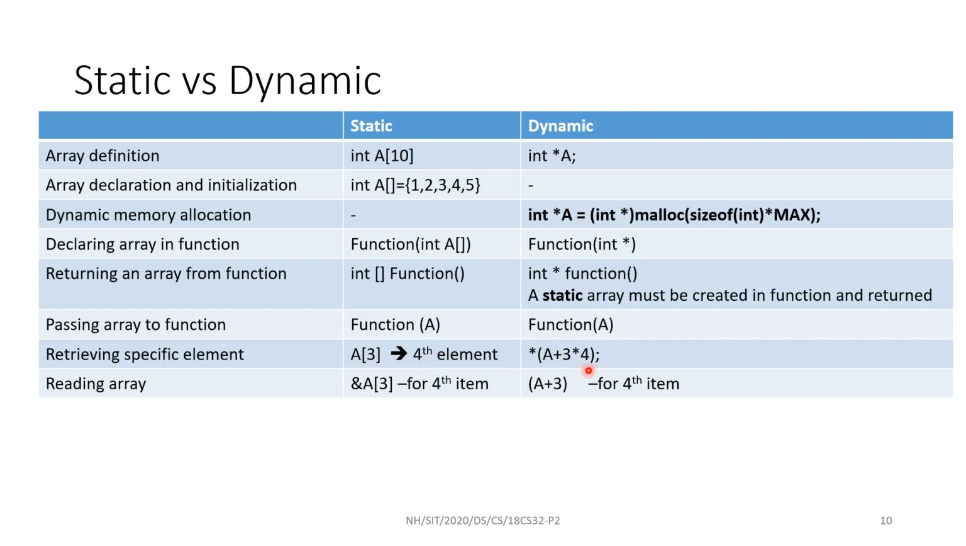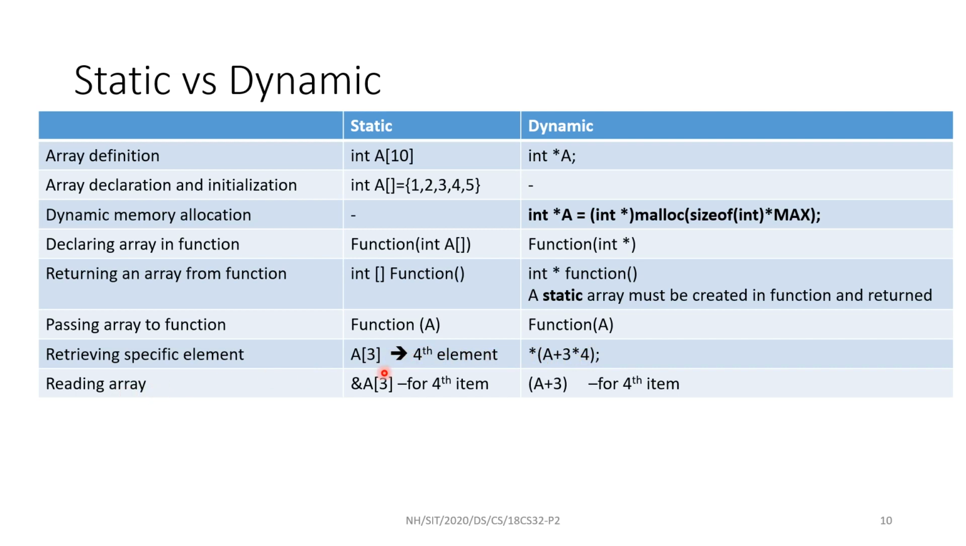In case of dynamic memory allocation, dynamic array, star of this is a container. What is the container address? A plus the index 3 into the size of each element 4. A is a base address, plus how much to skip, the offset 3 into 4. This multiplication happens internally. So that content is that element that is retrieved.